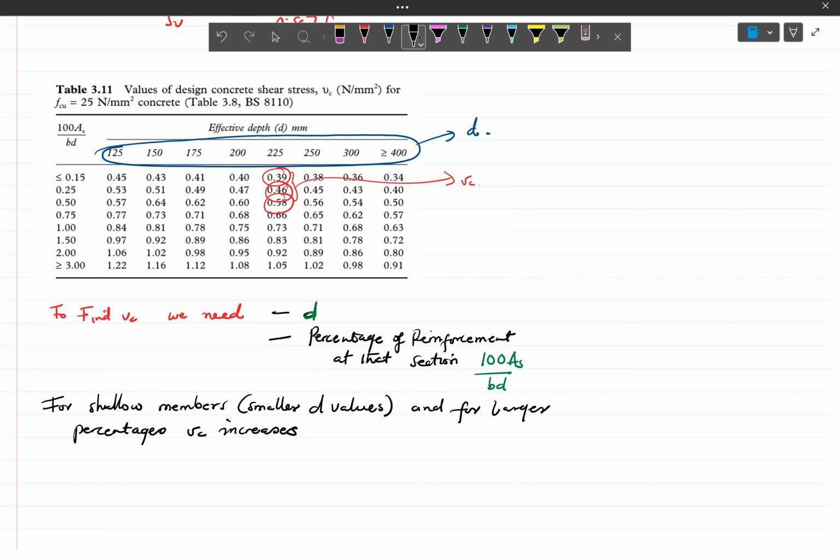And this has to do with the fact that once the area of tension steel is a lot, it means that it would add up to the concrete resistance. All right. So that's something to take note of. Which means that we don't need too much extra stirrups to overcome the shear stress.